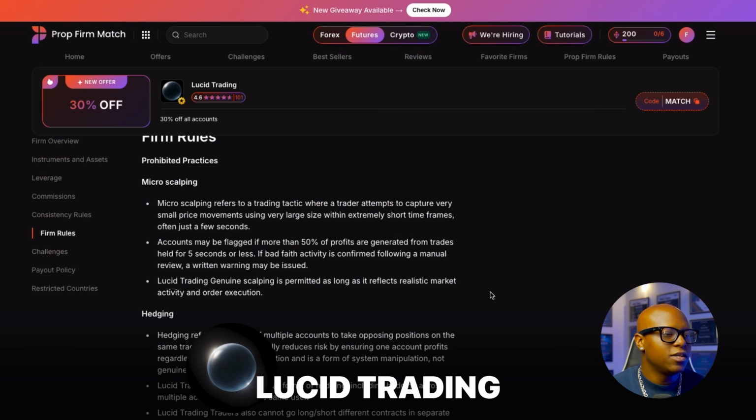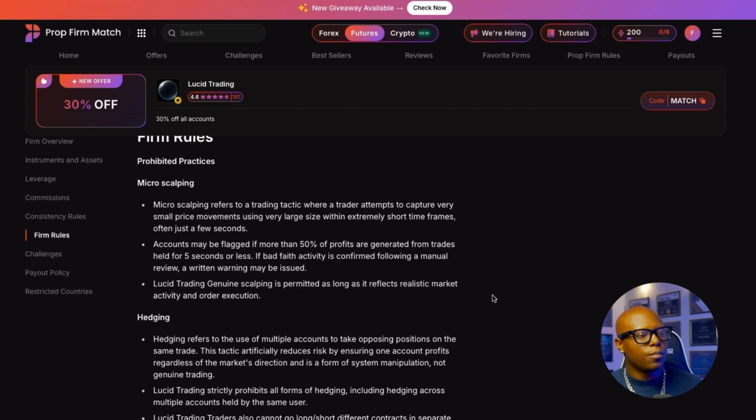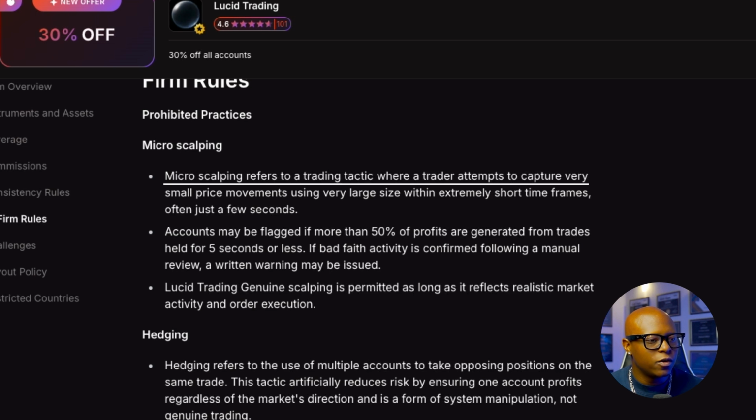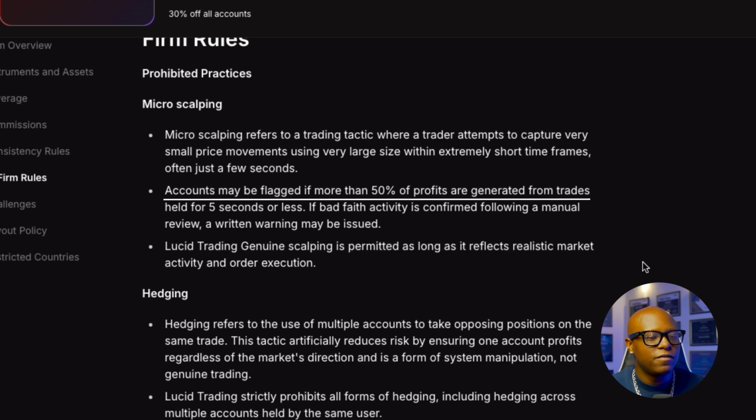For the Lucid account, it says that prohibited practices are micro scalping, which refers to a trading tactic where traders attempt to capture very small price movements using very large size within an extremely short time frame, often just a few seconds. Accounts may be flagged if more than 50% of the profits are generated from trades held for 5 seconds or less. If bad faith activity is confirmed following a manual review, a written warning may be issued.